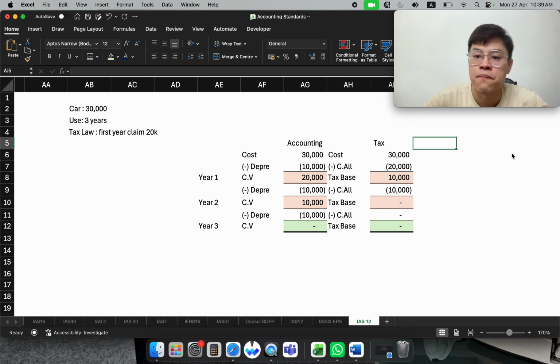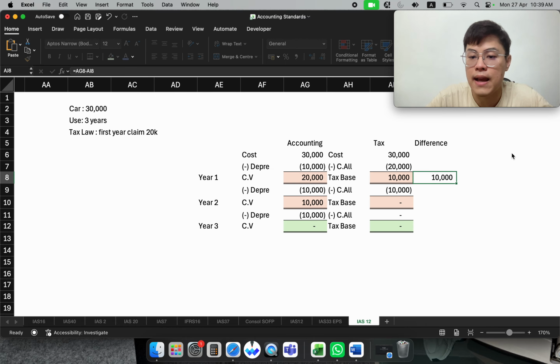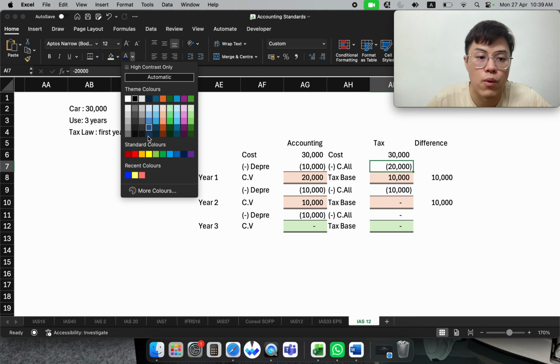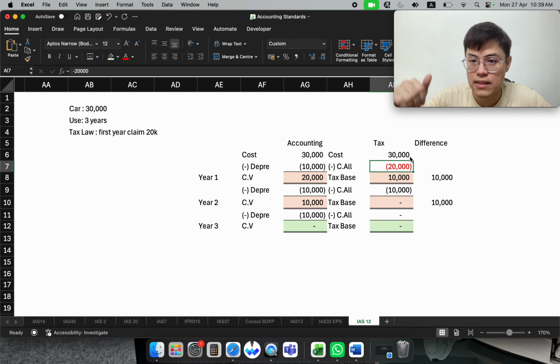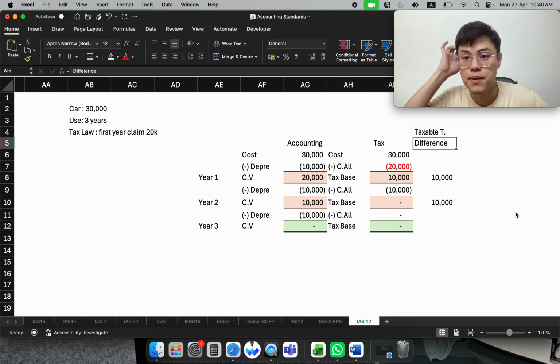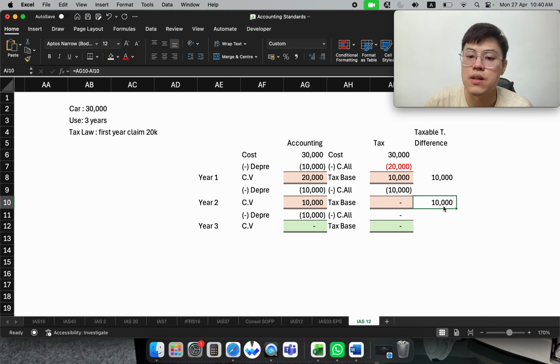So what is happening here? This difference in your carrying value and tax base is important because it is telling us that in year 1, you are claiming higher capital allowance, resulting in you paying lower tax, and in the future you are going to pay higher tax. So we will call this difference a taxable temporary difference, because you are enjoying the capital allowance benefit now, and in the future you are going to suffer. So we are recognizing this liability now. We are trying to be prudent.